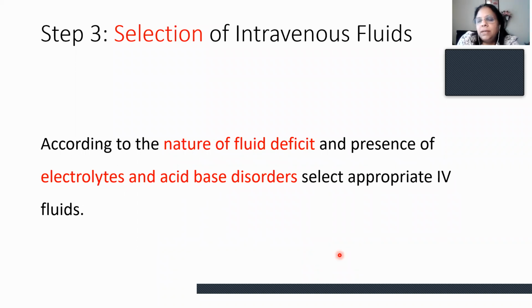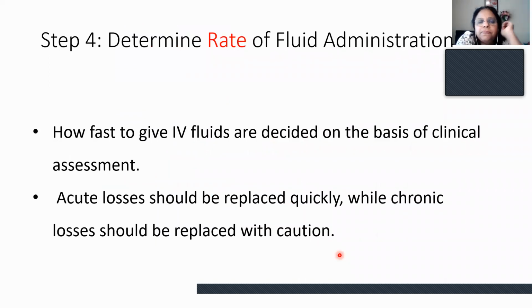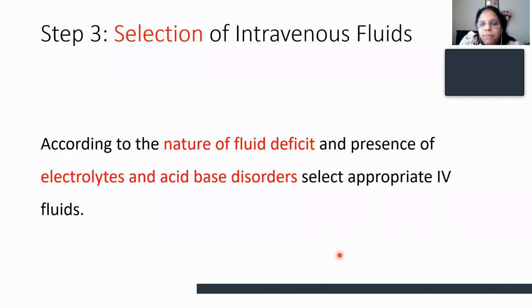So we have discussed the types of fluids that we have, crystalloids and colloids. According to the nature of the fluid deficit and the presence of electrolyte and acid-base disorder, you have to select the appropriate IV fluid. Our choices are crystalloids or colloids, and which crystalloid and which colloid. Hope you remember, we have crystalloids, we have normal saline.